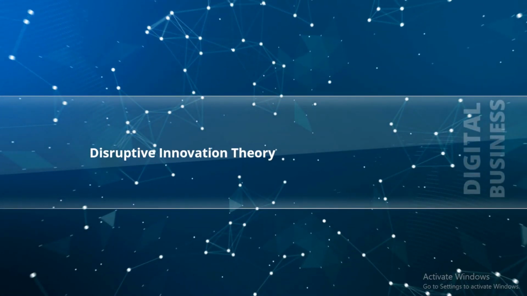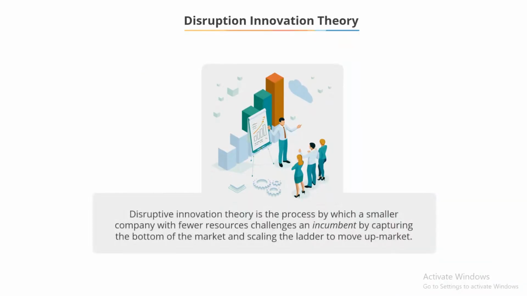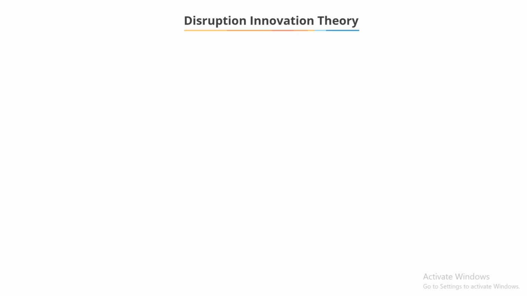Let us explore disruptive innovation theory and how large organizations can respond to the challenges caused by disruption. Disruptive innovation theory, adapted from Christensen's Innovator's Dilemma, is the process by which a smaller company with fewer resources challenges an incumbent by capturing the bottom of the market and scaling the ladder to move up market. Let's look at the steps involved in this process.